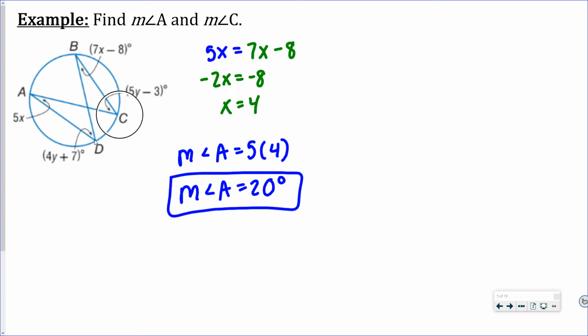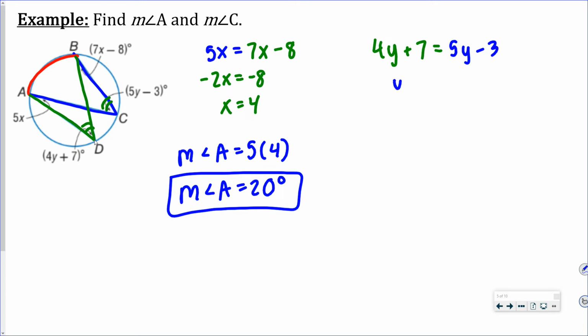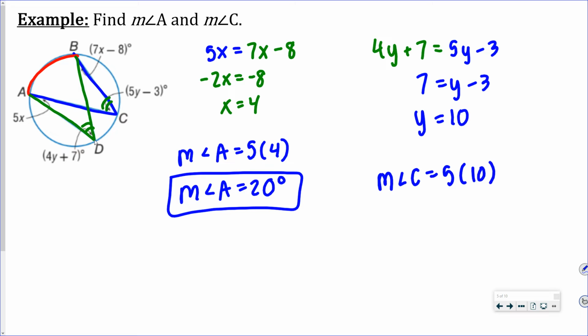Okay. Angle C. So I'm looking at angle C. Is this inscribed angle forming arc AB? Another inscribed angle forming that same intercepted arc is angle D. They have to be congruent. Y is 10, meaning the measure of angle C is 47 degrees.